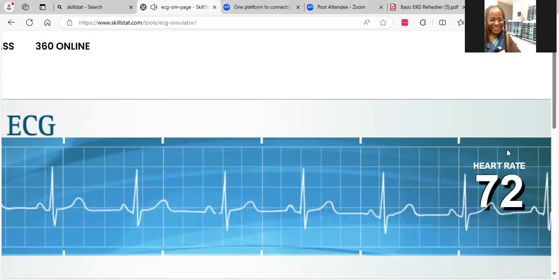So, we have a rhythm here. Typical that you would see the rhythm moving when you're in telemetry monitoring because you are watching the monitors in real time. So your strips will be printed out. This particular rhythm that you see has a PQRST, and the rhythm looks regular. From R to R to R, it does look consistent.